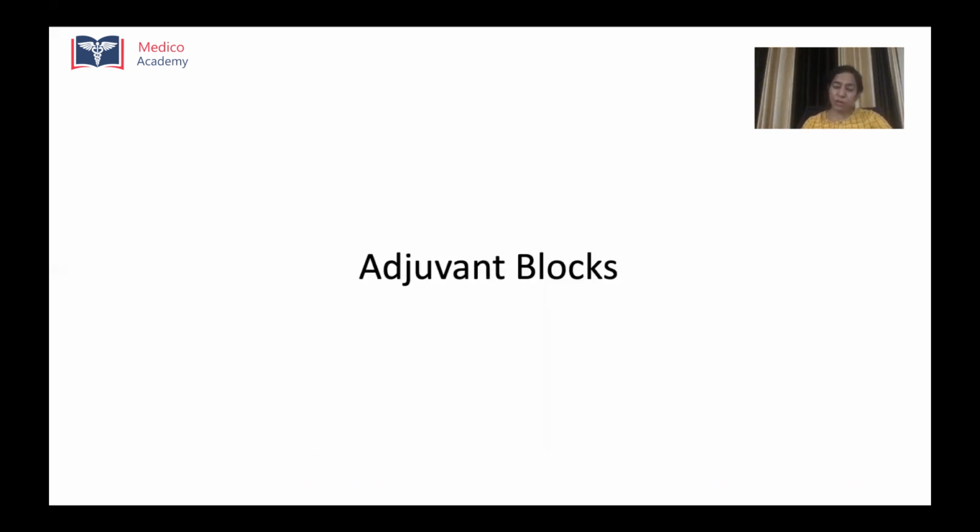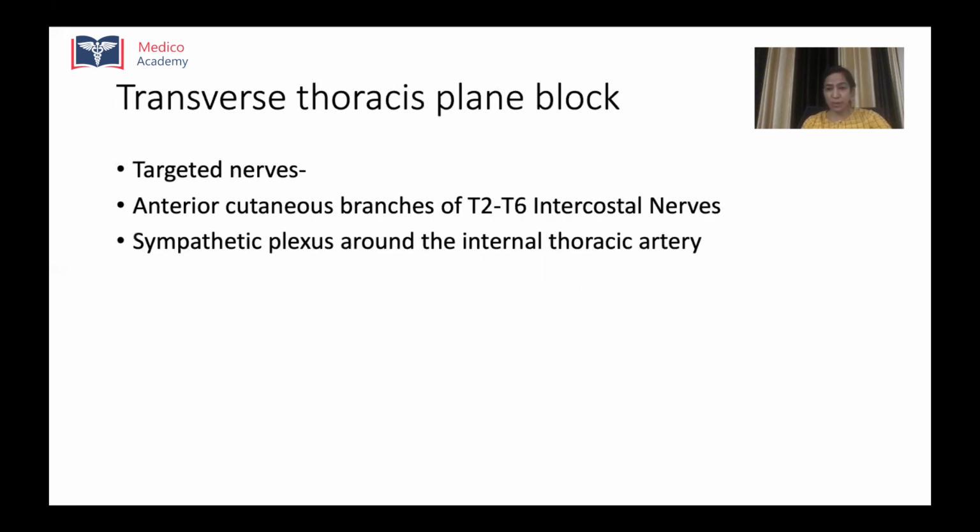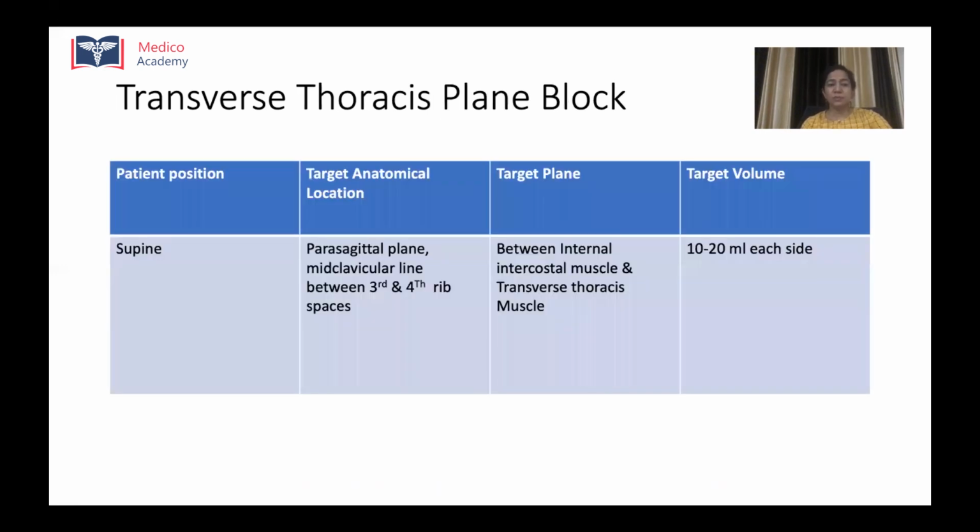Coming to the adjuvant blocks, there are certain blocks that are not the mainstream chest wall blocks, but they are adjuvant blocks. Just like the transverse thoracic plane block, which specifically targets the anterior cutaneous branches of the T2 to T6 intercostal nerves and the sympathetic plexus around the internal thoracic tree. So the patient positioning should be supine.